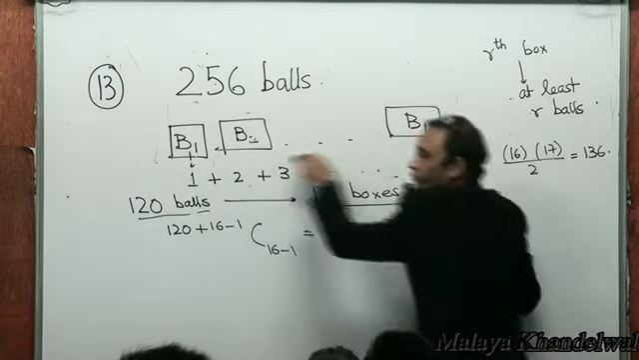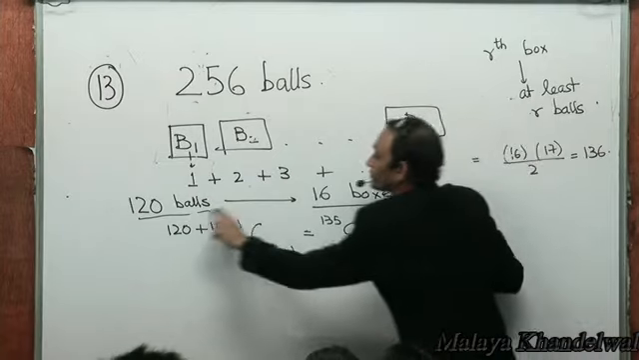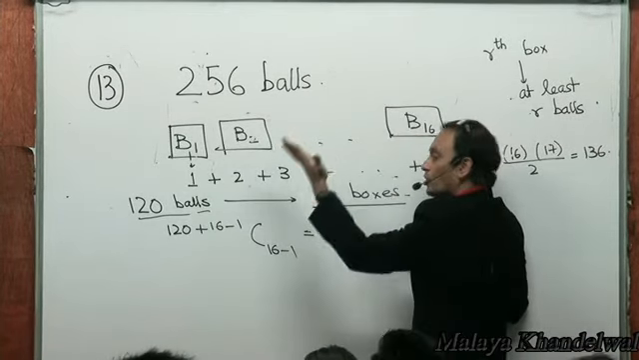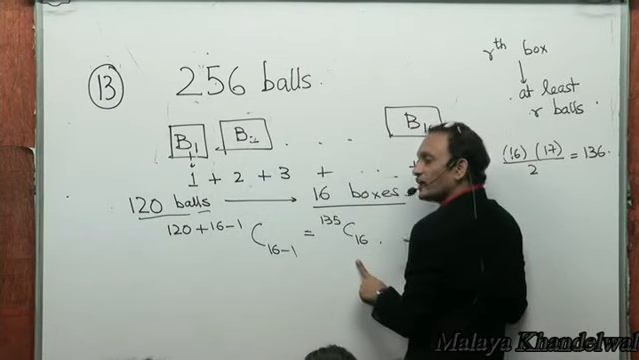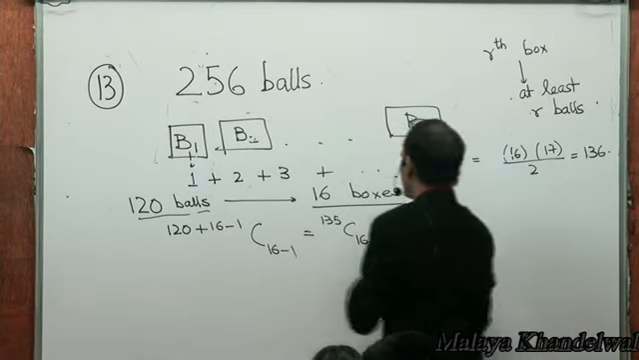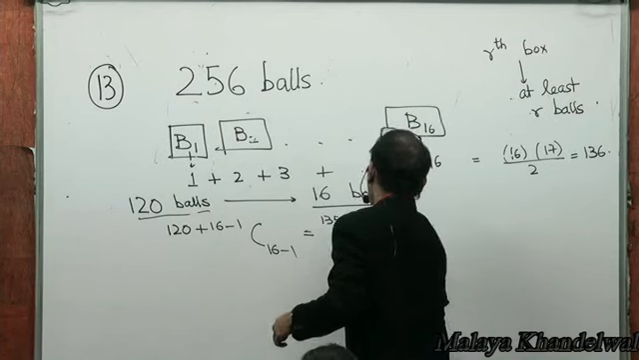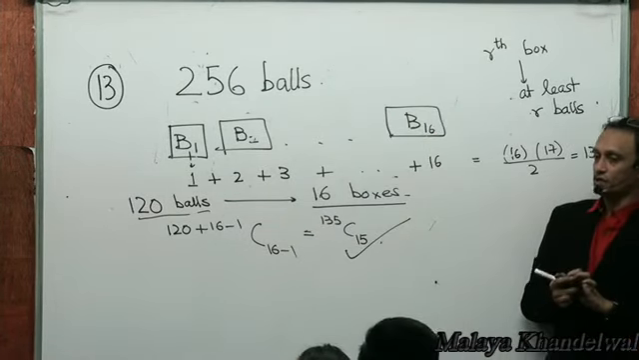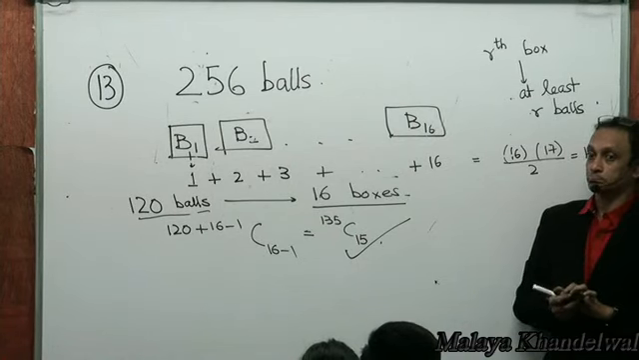There is only one way of doing the first part. The rest of the balls could be distributed in these boxes, with one or more boxes getting nothing, in 135 C 15 ways. That's the count. This is the answer. 135 C 15. Yes or no? Right?